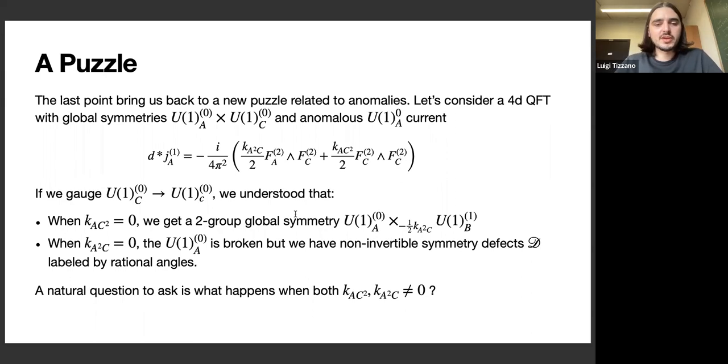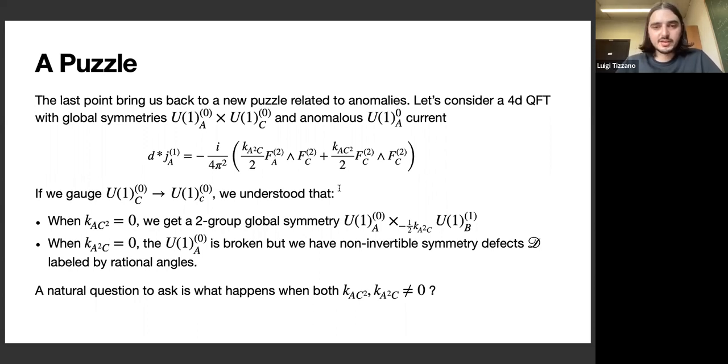So the natural question to ask then is, what happens when you want to keep both K_{A^2C} and K_{AC^2} different from 0, and at the same time gauge the symmetry U(1)_C? So this would be a more general situation where both these anomalies are turned on. And you might imagine that this is a very exotic situation and you cannot find many theories that do that, but actually it's a very generic situation.